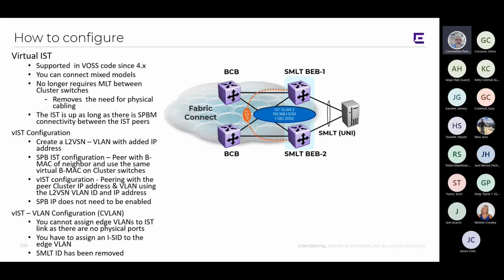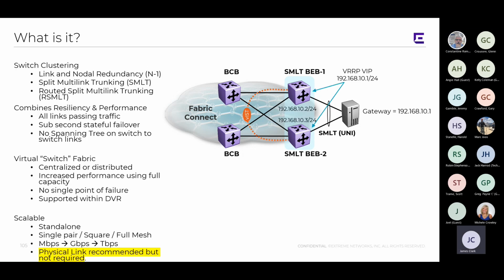So, Jim, do you want to add anything on this one? No, I think you covered it pretty well. Just one thing you did mention is that for BEB1 and BEB2, they use that part of the virtual IST as an ISID, which is why we can transport it around the rest of the network. So if that link breaks, like you mentioned, the ISID gets used to transport it to the BCBs and then back to BEB2. So that's kind of the key, that the ISID links them together in the virtual IST world.